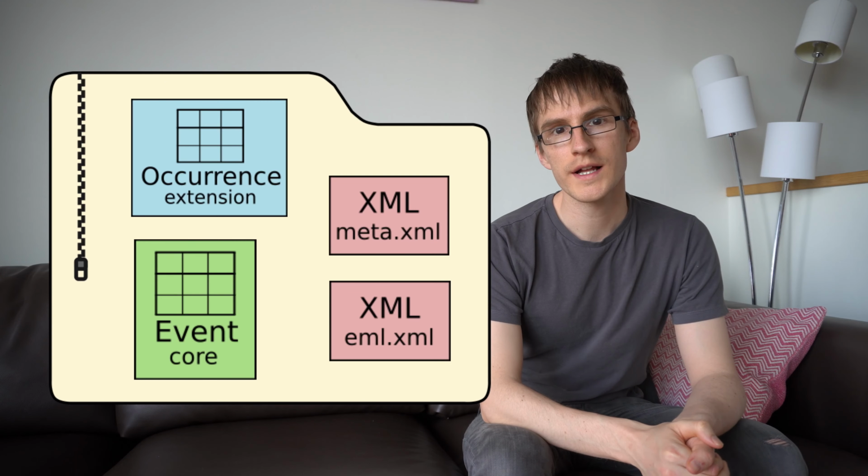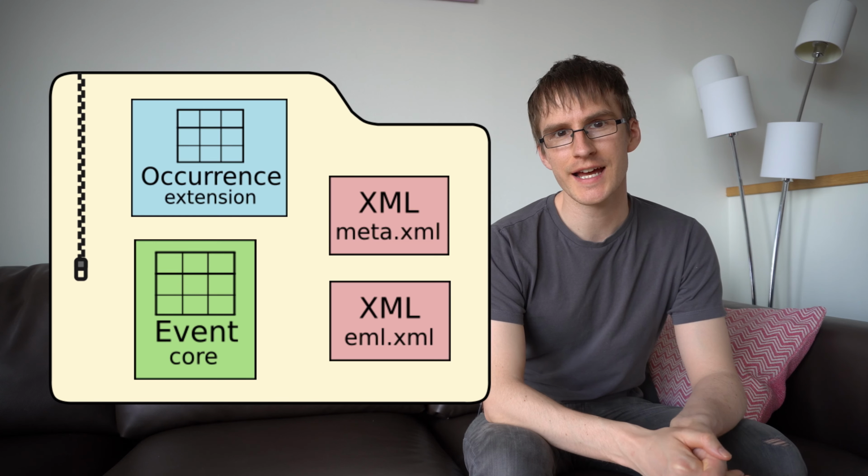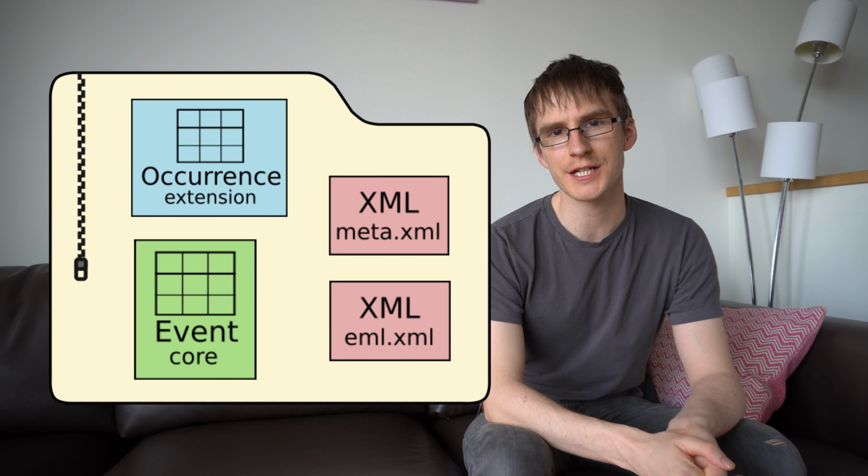But why would we want to do this? Wouldn't it just be easier to dump everything in one file? Well, organizing our data like this allows us to map many-to-one relationships. So let me give you an example.